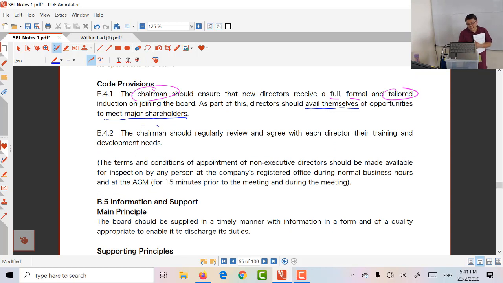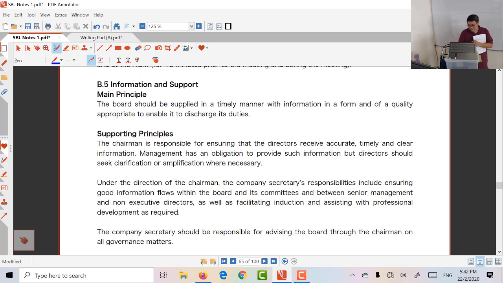Now, the chairman also is the one that looks at the training needs. So that's the development, okay? Now we are moving on, finishing soon. I mean, this part of the code is finishing soon.